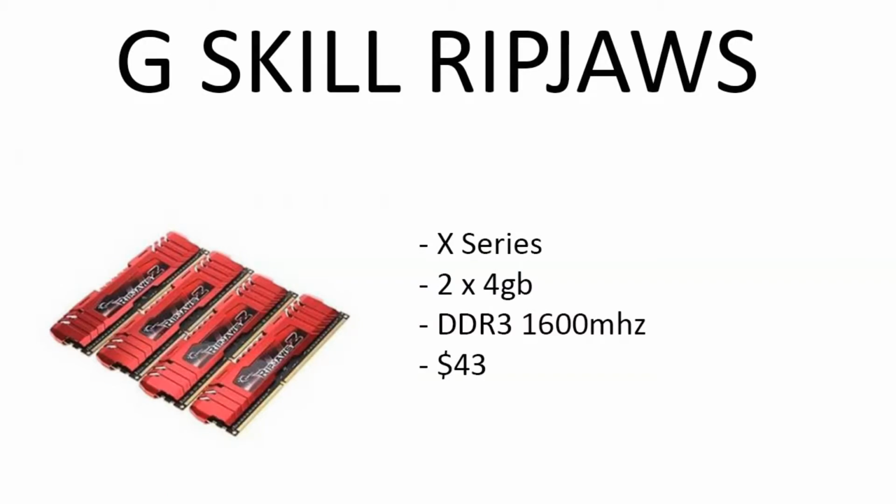Okay guys, so now moving on to the RAM. For the RAM, we chose G.Skill Ripjaws X series, 2x4 gigabytes, so there's 8 gigabytes total, DDR3 RAM running at 1600 megahertz, and it's only running $43 right now, so not too bad on some RAM.